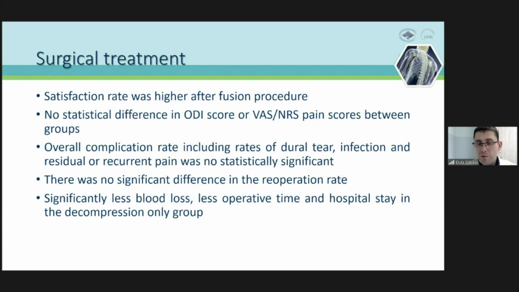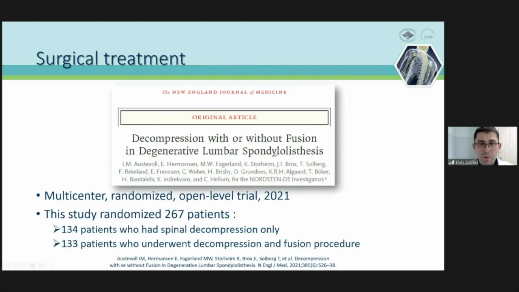Overall complication rate, including rates of dural tear, infection, and residual or recurrent pain, was not statistically significant between groups. There was no significant difference in the reoperation rate, and this meta-analysis also implied that there was significantly less blood loss and less operative time and hospital stay in the decompression-only group.